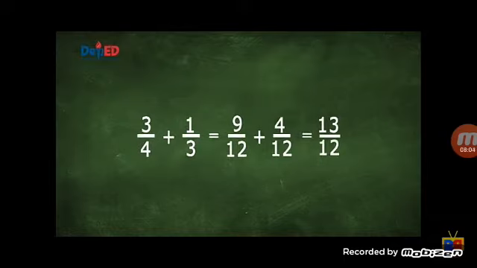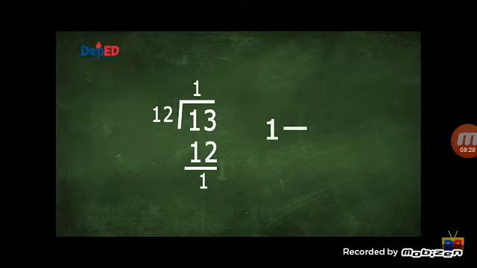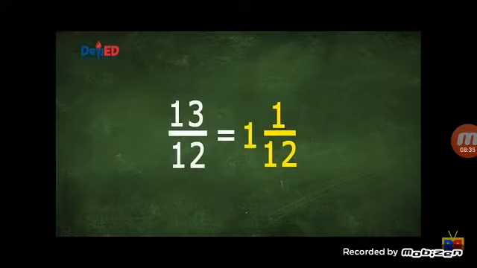We have 13 twelfths. Since 13 twelfths is an improper fraction, we need to change or rename the answer to a mixed number. Let us recall how an improper fraction is changed to a mixed number. Divide the numerator by the denominator. The quotient will be the whole number, the remainder will be the numerator, and the divisor will be the denominator. Therefore, 13 twelfths is equal to 1 and 1/12.